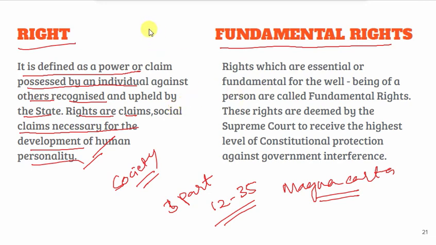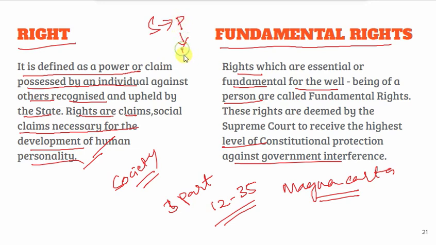So fundamental rights, the rights which are essential or fundamental for the well-being of a person, are called fundamental rights. These are the rights that were deemed by the Supreme Court to receive the highest level of constitutional protection against government interference. So these are the fundamental rights where the Supreme Court has given the power to citizens, where the parliament cannot interfere with these fundamental rights.